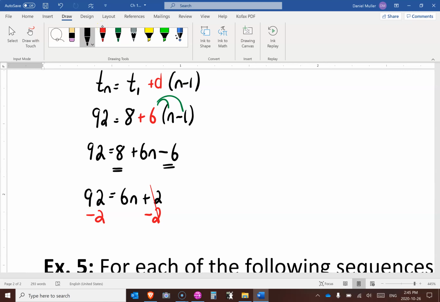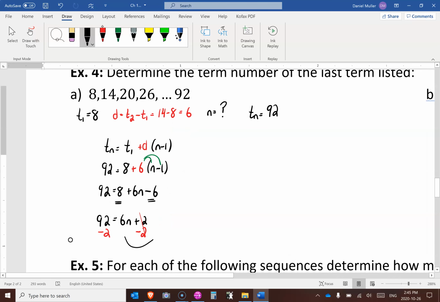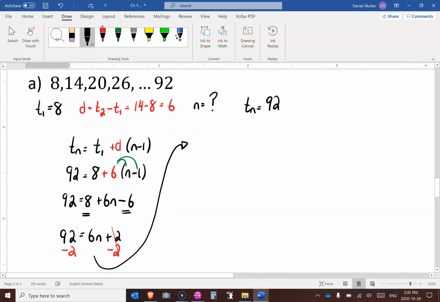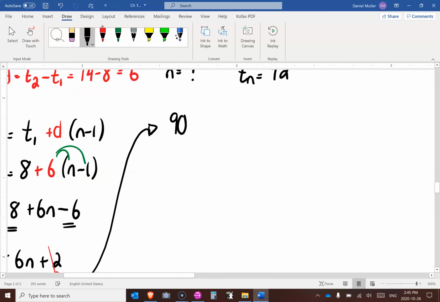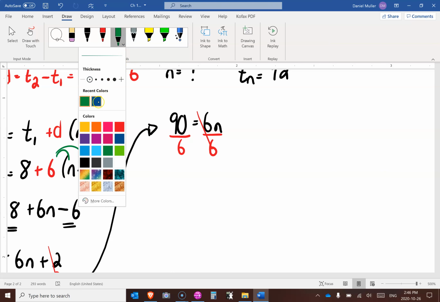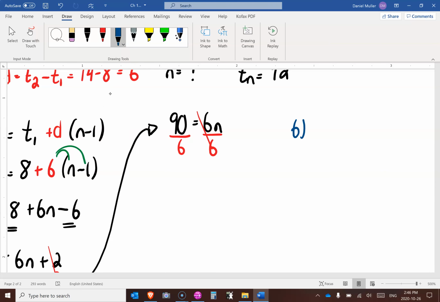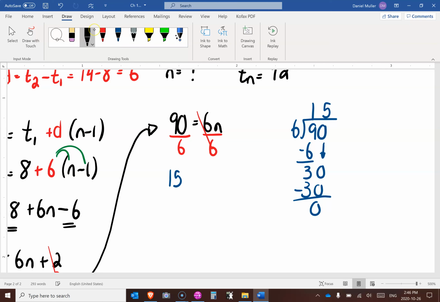I've run out of room here, so I'm going to just move this over. 92 minus 2 is just going to be 90, which is equal to 6n, and then I can divide both sides by 6. 90 over 6. Now if you don't know what that is, we can just do that over to the side here. 6 into 90. 6 goes into 9 once. Subtract that, get 3. Bring down the 0. 6 goes into 30 5 times, which gets me a perfect number of just 15. So n is equal to 15.